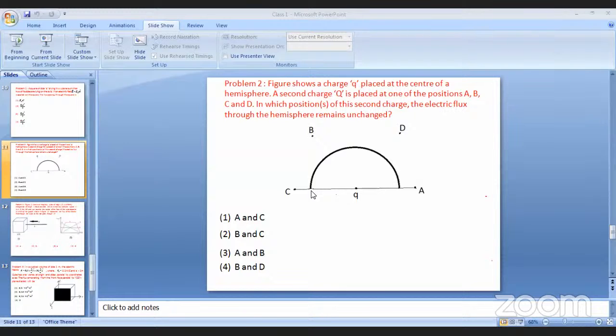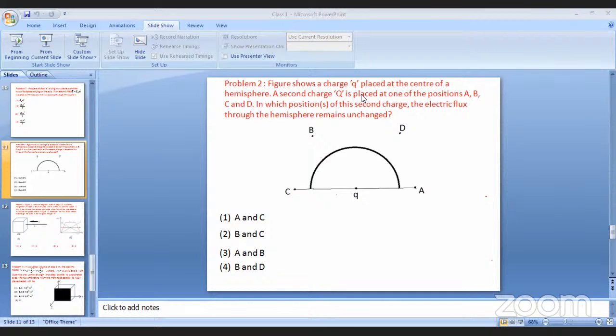Then the charge capital Q will have some effect on the electric flux through the hemisphere. So for these positions B and D, whenever you keep the charge capital Q, those positions will disturb the electric flux coming through the hemisphere. But when you place it here at A and C, then the electric field due to that charge capital Q on this surface area vector will be at 90 degrees. So the total flux due to that charge capital Q will be 0, and only the total flux due to this charge small q will be there.